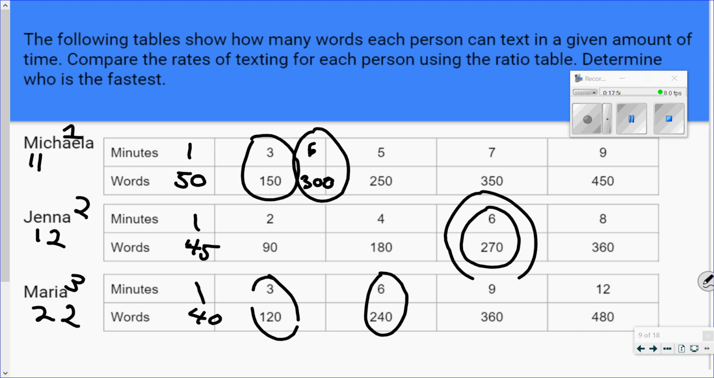We looked at a bunch of different ways to compare. So first it looked like Maria was faster than Jenna. Even though we did all this right here, and we ranked them, if we broke it down into simplest form, it still came out the same, right? The order. So there's many ways that you can solve this problem. Any questions?